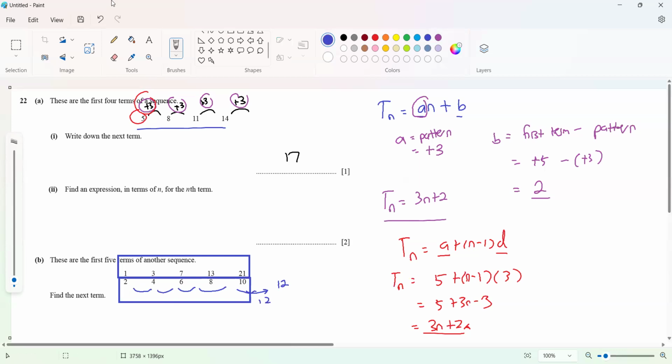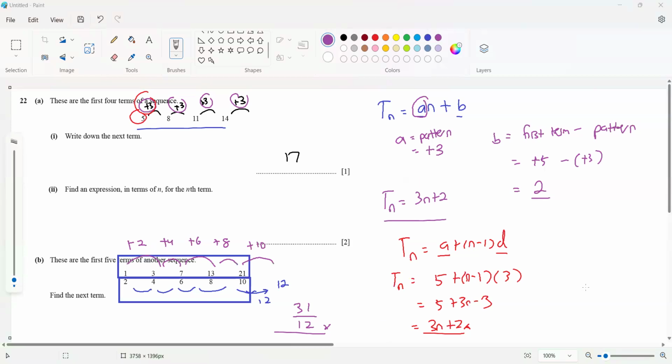Now, the top one is a bit interesting. We need to check. So the first is plus 2, followed by plus 4, followed by plus 6, followed by plus 8. So the last one should be plus 10. So in other words, this would be 31 over 12. So that is for question 22.